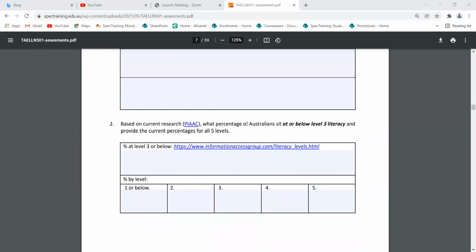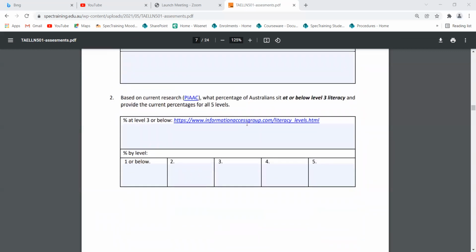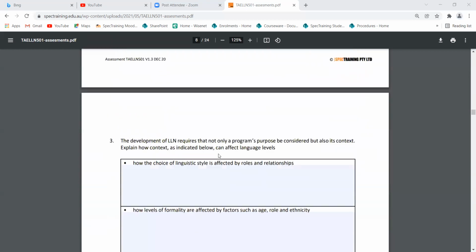Coming down, we've got question 2. Based on the current research from this organisation, what percentage of Australians sit at or below level 3 literacy, and provide the current percentages for all 5 levels? That just involves watching that video and noting the statistics that are provided in the video. Shouldn't be too hard. If you get stuck on the link or it doesn't work, just shoot us through a message.